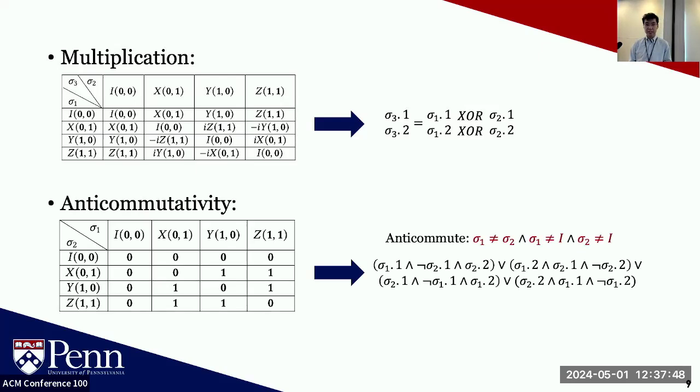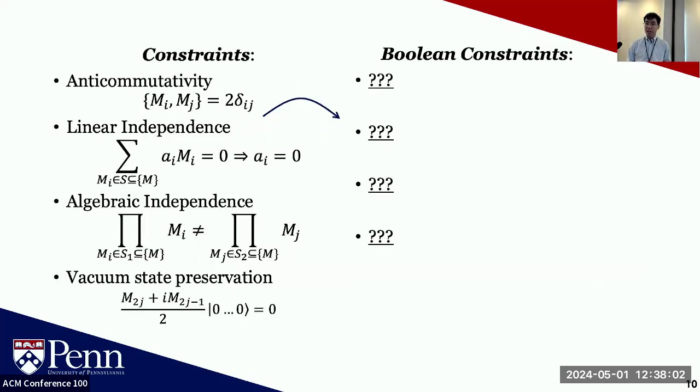We also need to test the anti-commutativity of two different Pauli operators. And two operators anti-commute if they are different and they are not identity. So the formula can also be obtained from the truth table. Now come the physical constraints of the fermion-to-qubit encoding, and there are four of them in total. And all of them need to be encoded into Boolean formulas so that when we put them into the SAT solver, they need to be satisfied. And we'll go through them one by one.